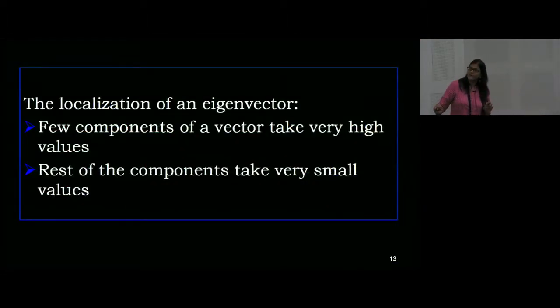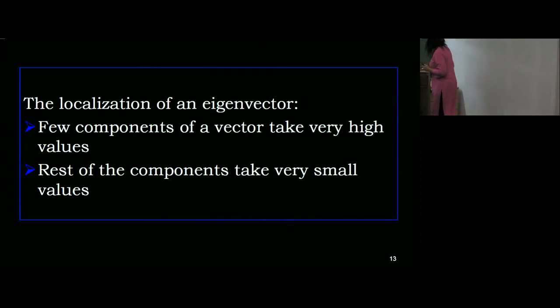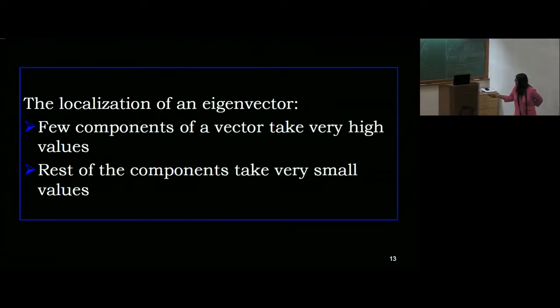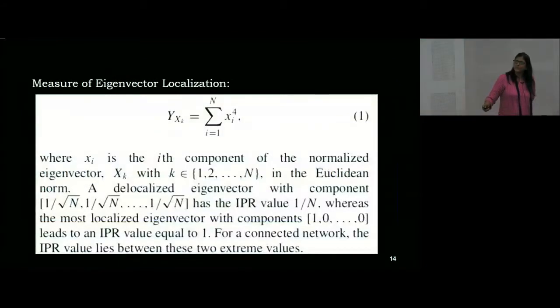And we are interested in the localization of an eigenvector. Localization means a few components of a vector take very high values and the rest of the components take smaller values, and I have a mathematical definition here in this slide. So here xi is the ith component of the normalized eigenvector. Of course this is normalized; if we take an unnormalized one, that is also okay, we just have to divide it by something. So x1, x2, x3, xn is the eigenvector, and xi is the ith component of the PV eigenvector.